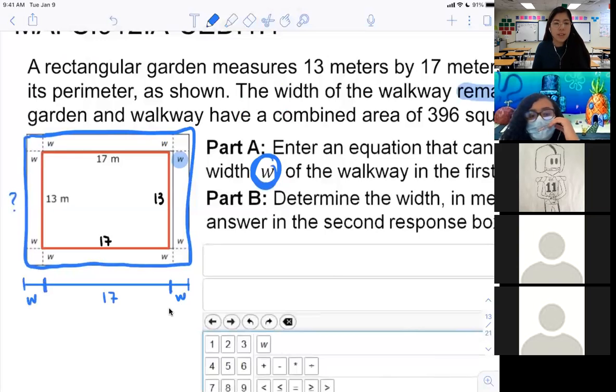W plus 17, you're close. If this was, let's play pretend for a second. If this was 2 and this was 2, what would the whole thing measure? 21. How did you do that, Perla? I added it. Just added it. She did 17 plus 2 plus 2. But if this is W and this is W, I'm still going to add. It's just that I have a variable. So what do I get?